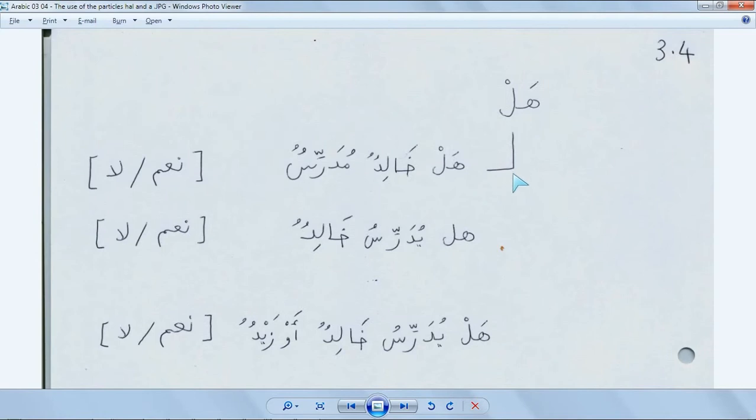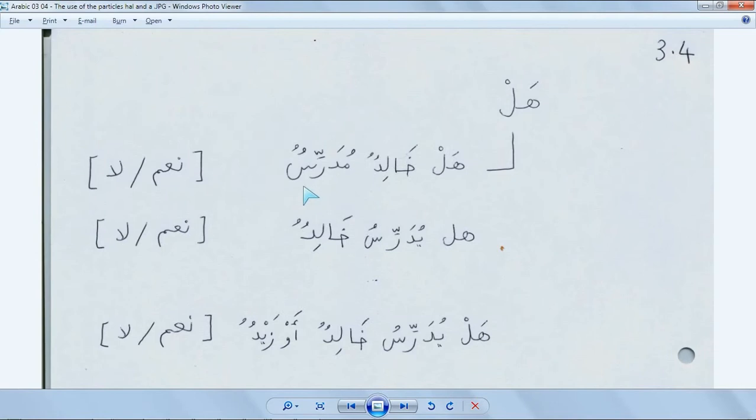Hal is a particle which can be added to the beginning of a nominal sentence, i.e. al-jumla al-ismiyya, to convert it from a positive sentence into a question. So if we look at this sentence here, it says Khalidun mudarrisun. Khalid is a teacher. Just a quick reminder, the reason we say Khalid is because the word Khalid is definite and mudarris is indefinite, so we know the is lives in between. How do we know that Khalid is definite when it doesn't have alif lam? Because Khalid is a proper noun.